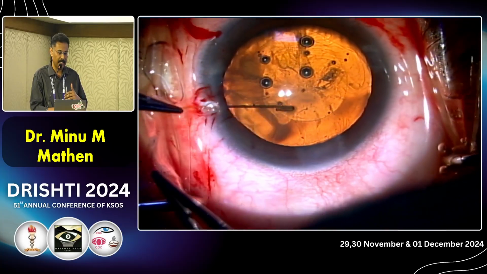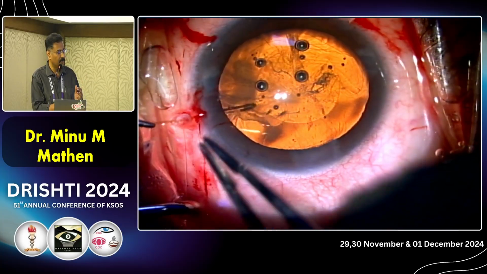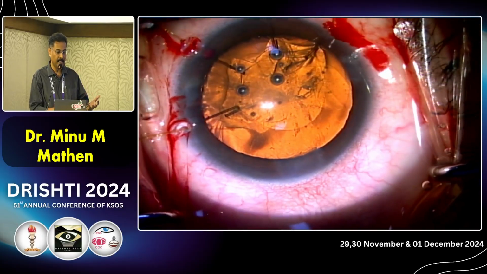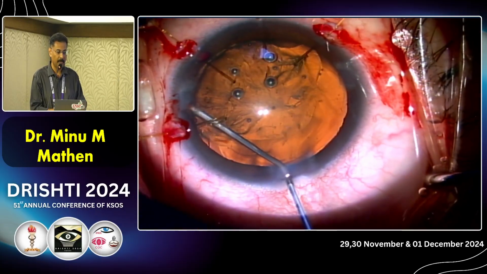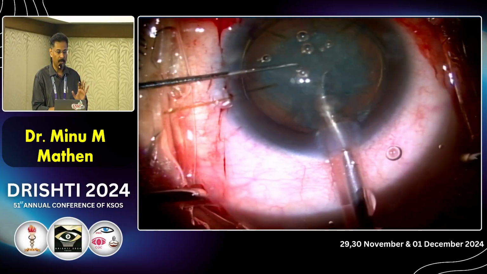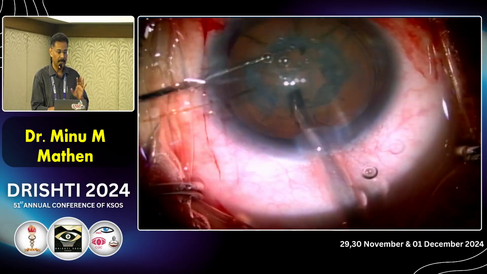I'll show you another technique later. And then you get a good rexus, that is very, very crucial. I use iris hooks and later we'll see capsule hooks also which can be used. And hydrodissection, this is a soft cataract. Hydrodissection is very, very important. Do gently, do repeatedly and make sure it rotates.